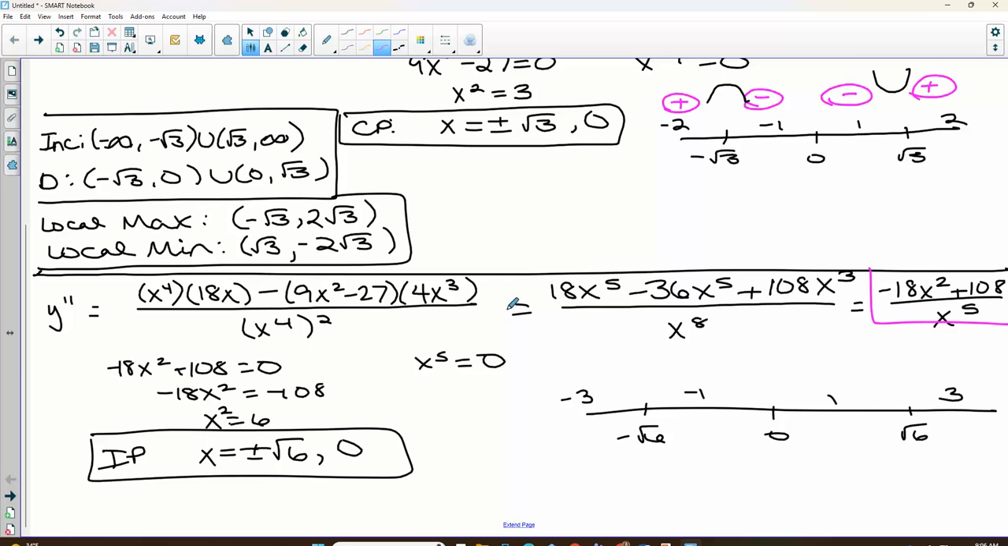So if I put in -3, I get -54 on top, I get a negative on the bottom, so 2 negatives make a positive. If I put in a -1, I get a positive on top, negative on the bottom, so negative. 1 gives me a positive over a positive, so positive. 3, a negative over a positive is negative.